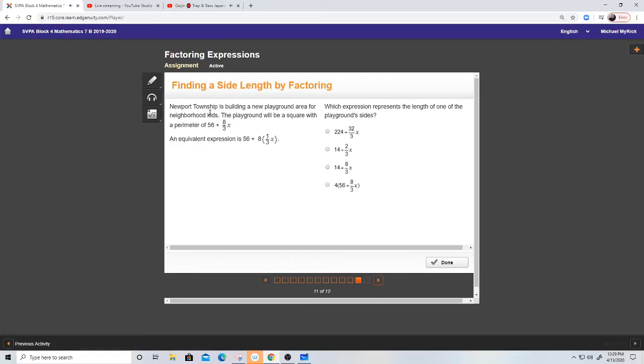Identify the expression for the length of the square side using the expression for the square's perimeter and the rewritten fraction. Which expression represents the length of one of the playground sides?